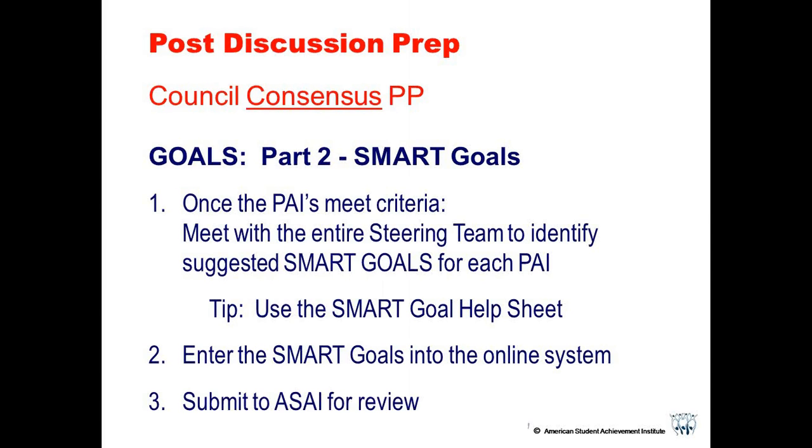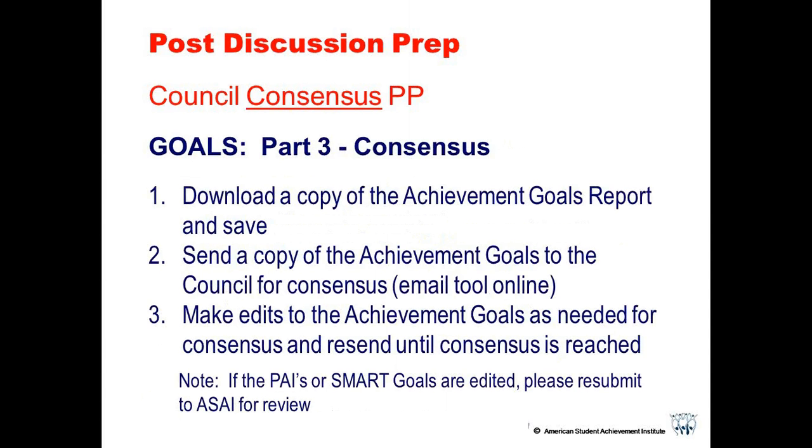Then, again, when you get those SMART goals finished, you're going to enter them online and then submit for review. Okay, then the third part is to send out the goals to your council for consensus. So you're going to download a copy of the Achievement Goals Report. That will include both the PAIs and the SMART goals. You'll save that report on your computer and then attach a copy of it to your council members for consensus. Remember, you've got that email address tool online, or you could print copies and send them in the mail to your council, or bring, however you want to distribute for consensus.